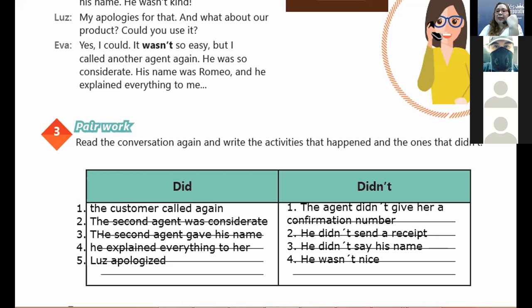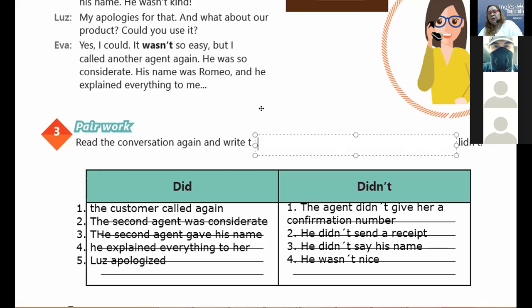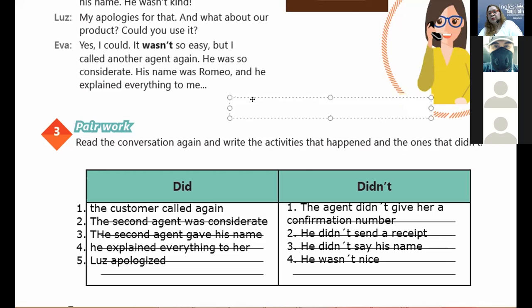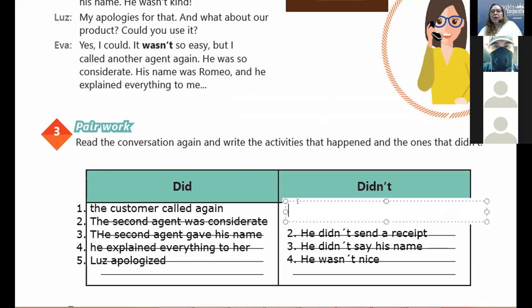¿Ok? Let's see here. Let me annotate this. Y vamos a transformar estas. Las voy a pasar aquí. Aquí las negativas quizás. Oh, lo voy a hacer aquí. Ok. Number one. The customer called again, right? ¿Cómo sería en forma negativa esa oración? Didn't call again. Thank you.